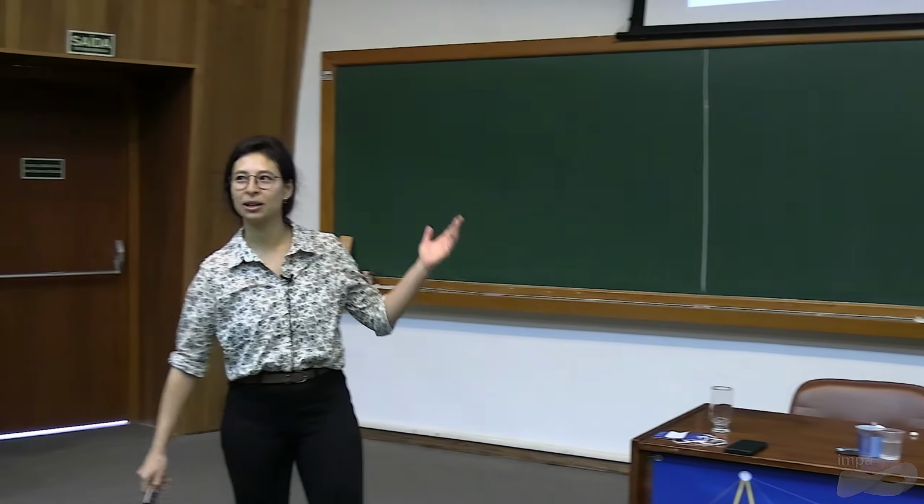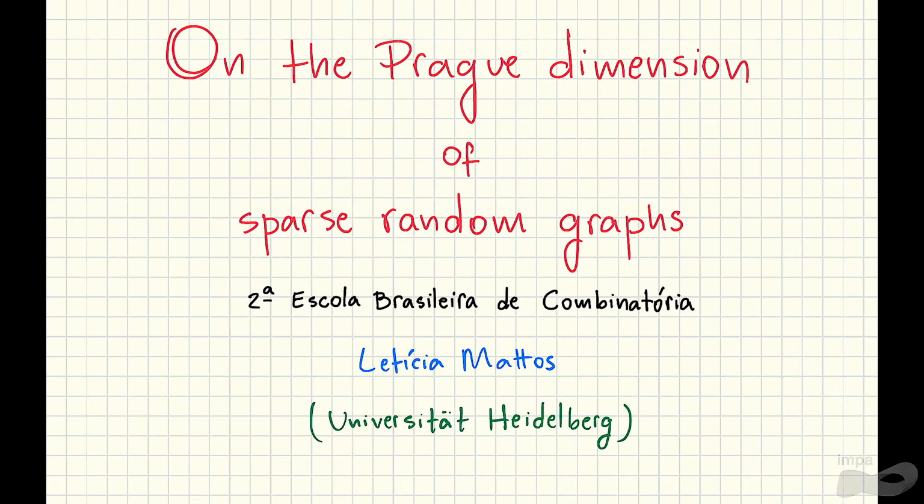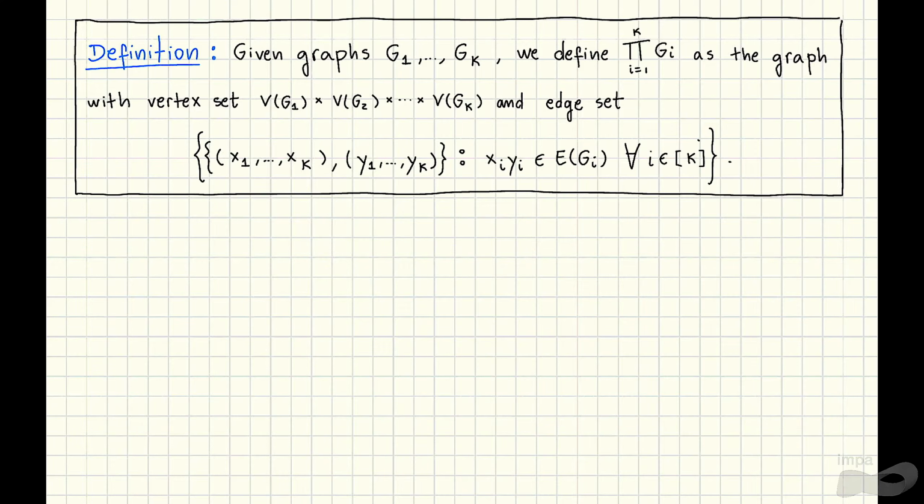I'm going to talk about Prague dimension of sparse random graphs. This is a joint work with Felix Joos from Heidelberg University. Before we define Prague dimension, we need to define what is a product between graphs.